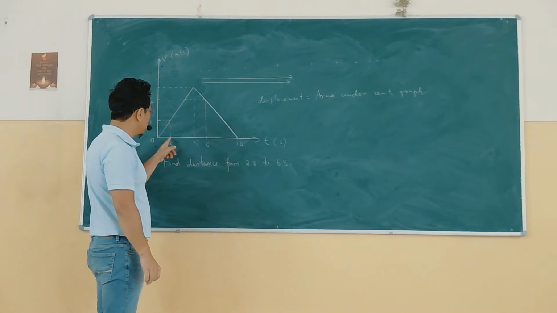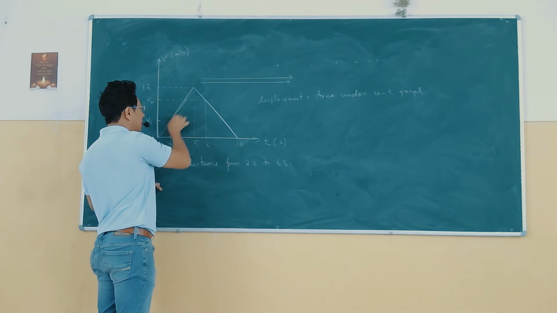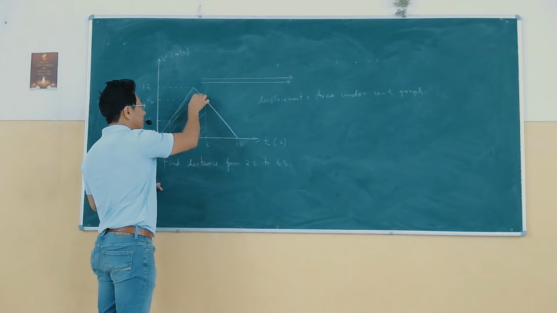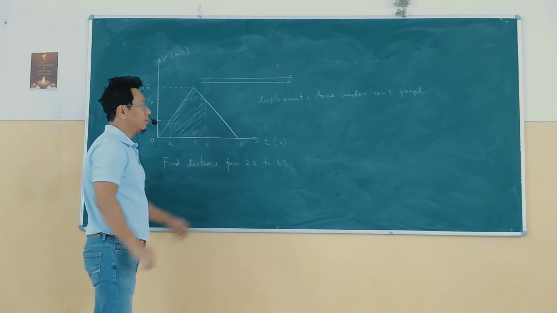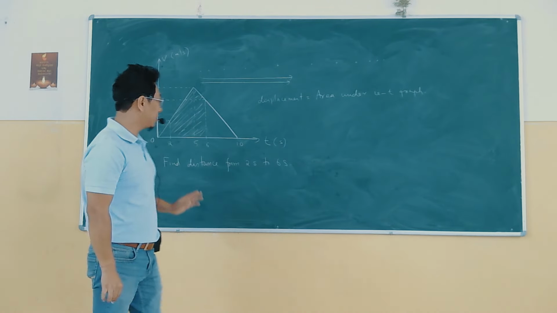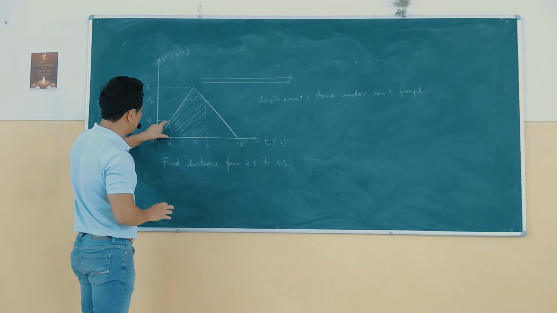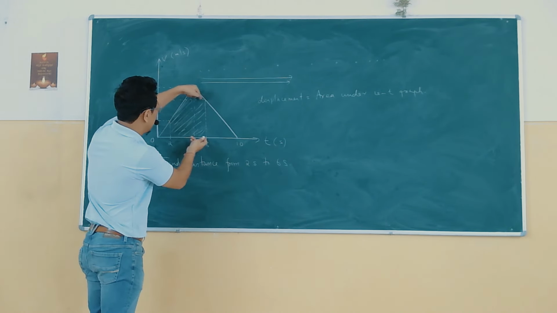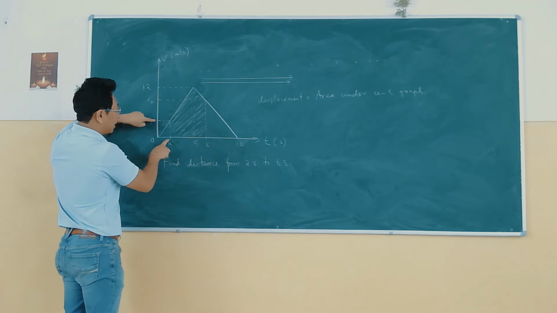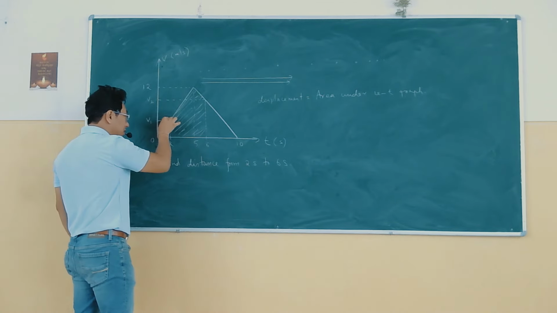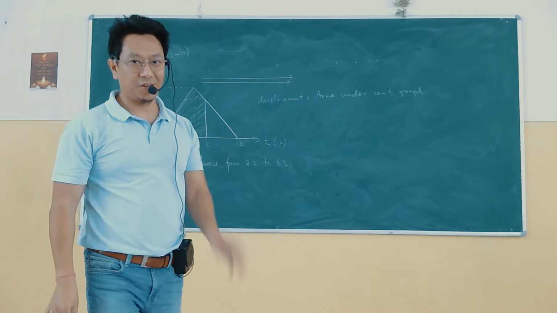So since they are asking only distance between 2 seconds to 6 seconds, we need to find this area. Only this area. So that area would be the displacement or distance from 2 seconds to 6. But this area cannot be found if you don't know this length, which is velocity at 2 seconds, and this length here, which is velocity at 6 seconds. So how to find this and this? For that, we will make use of geometry.